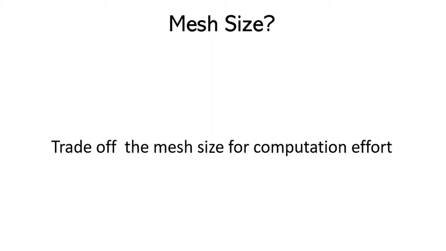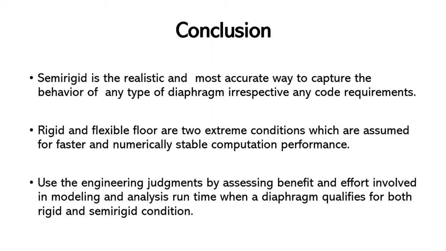So the entire conclusion of this discussion, to judge the different benefits and pitfalls of rigid and semi-rigid, is that the semi-rigid is the realistic and most accurate way to capture the behavior of any kind of diaphragm, irrespective of any code requirement. That means you can model any kind of floor system by physical plate elements, mesh it, and perform the analysis. But that would take a huge amount of time.